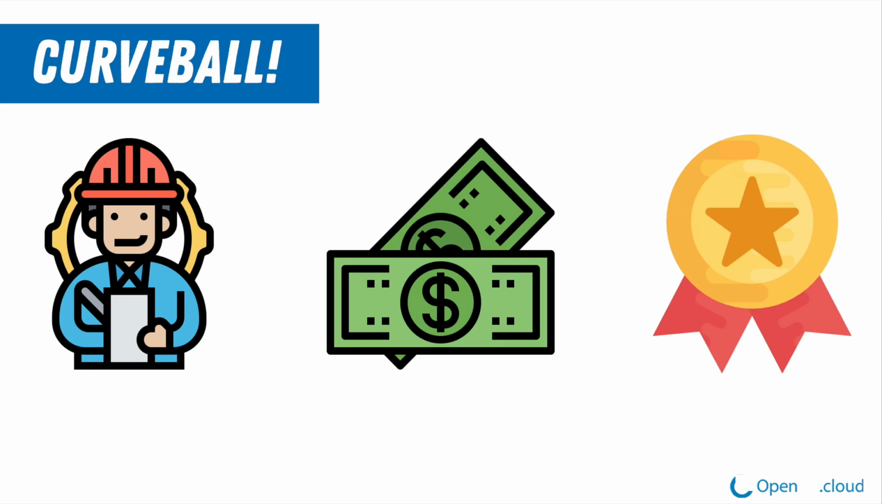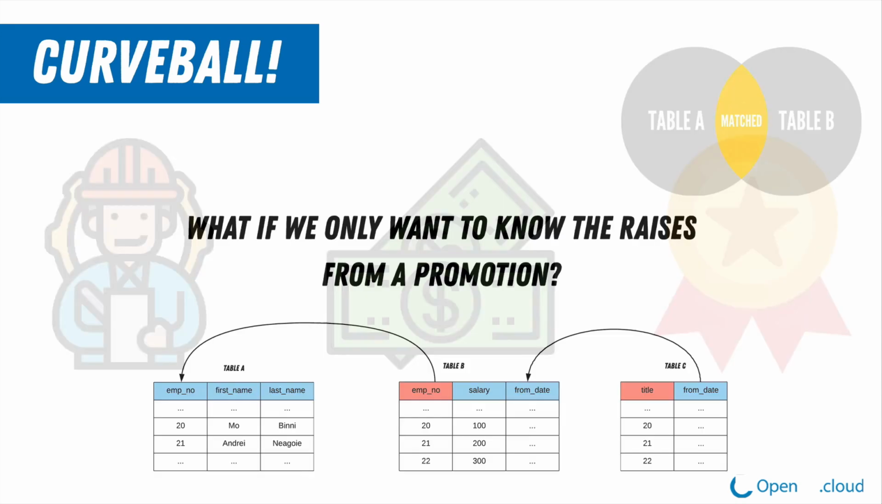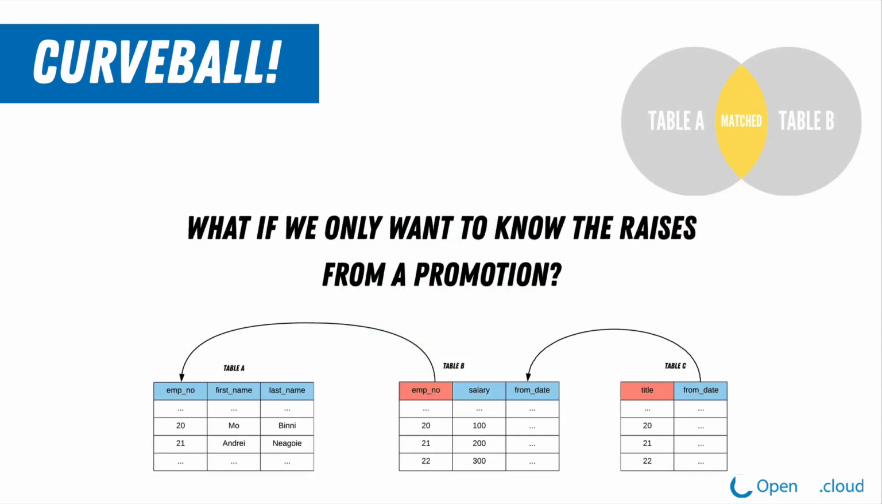Now, here's a curveball. What if I wanted to know the salary of an employee, but only the ones that led to a new title? You see, people get salary increases year over year, kind of like the percentage base or whatnot, but rarely do you get a salary bump that leads to a promotion in title. So what if we wanted to do that? What if we wanted to know the raises from a promotion using inner joins?